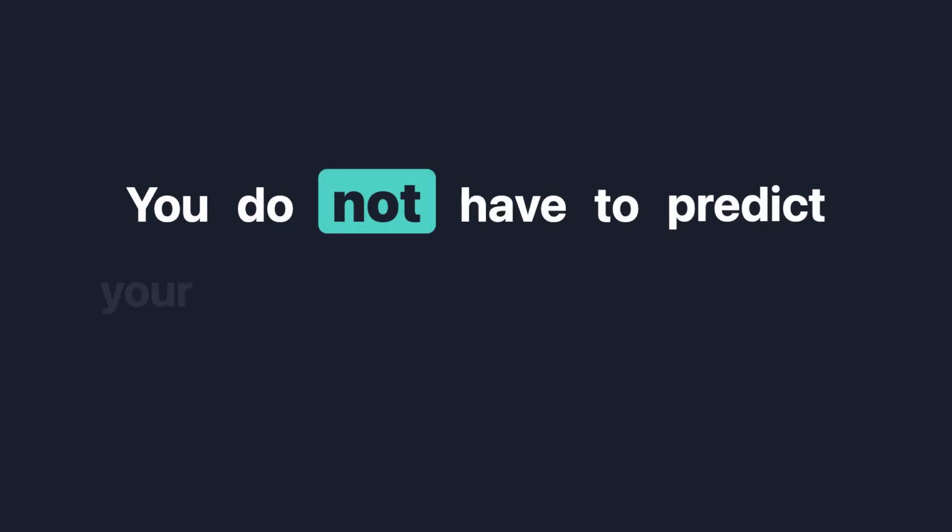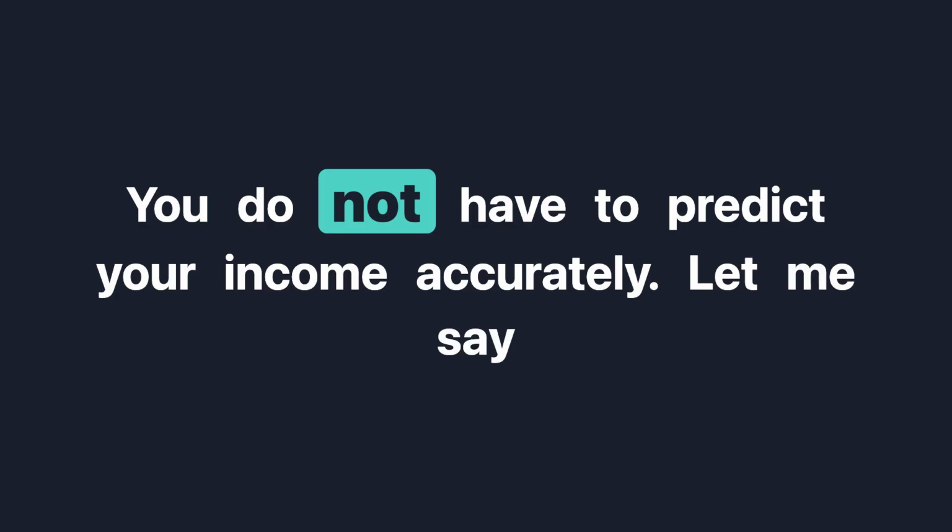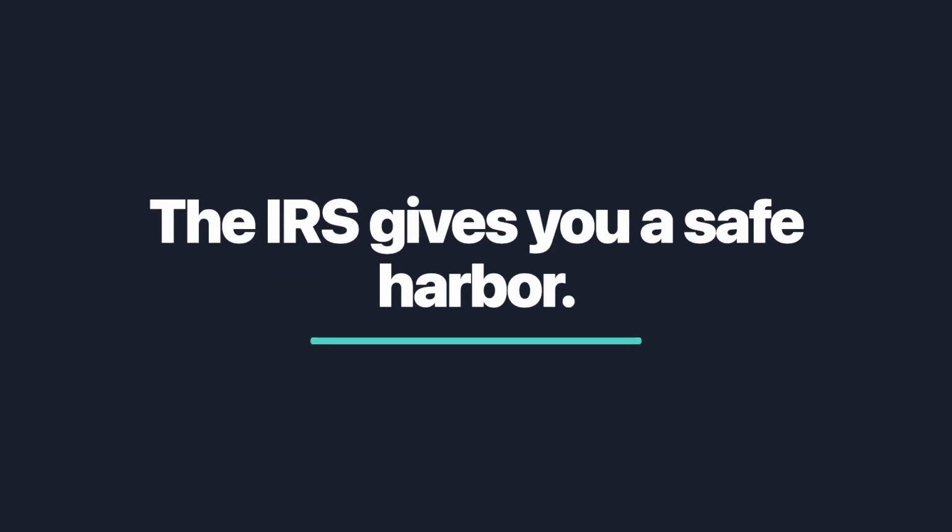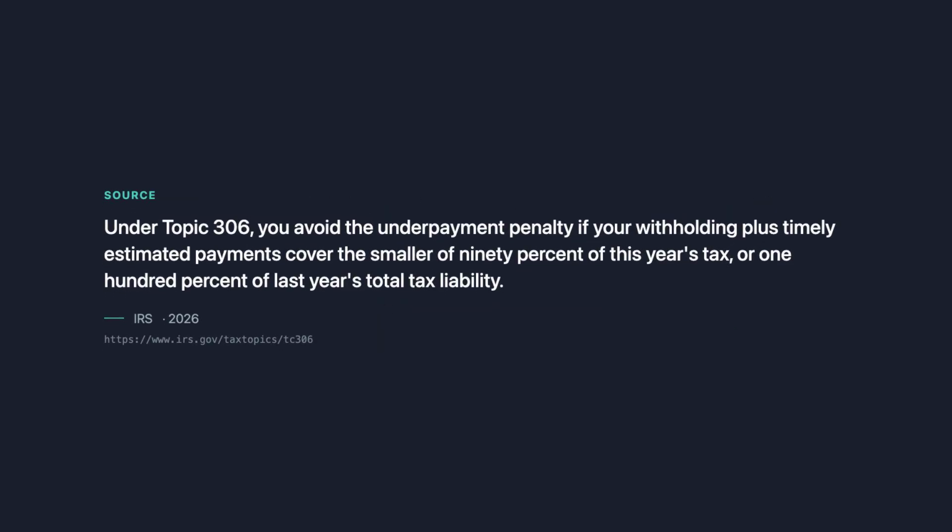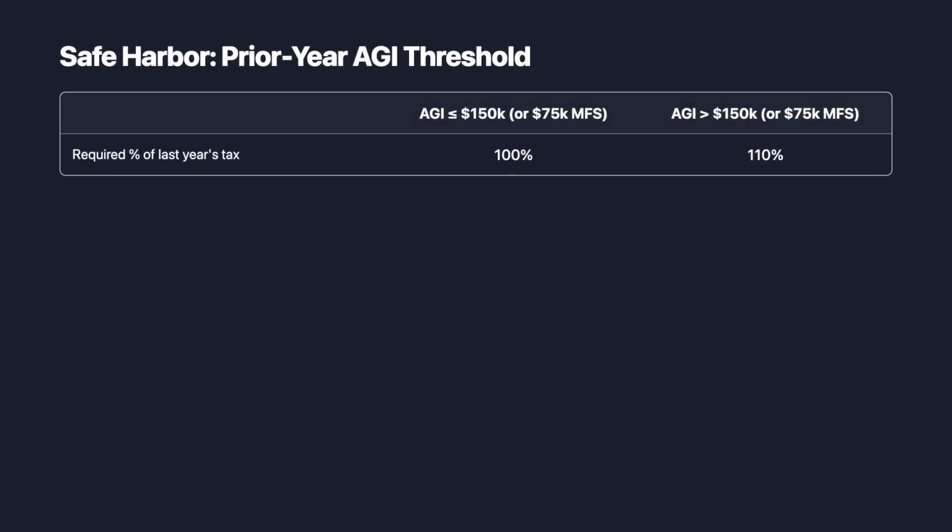You do not have to predict your income accurately. Let me say that again, because freelancers torture themselves trying to forecast a year that hasn't happened yet. The IRS gives you a safe harbor. Under Topic 306, you avoid the underpayment penalty if your withholding plus timely estimated payments cover the smaller of 90% of this year's tax or 100% of last year's total tax liability. If your prior year adjusted gross income was over $150,000, or $75,000 if you're married filing separately, that second number goes up to 110%.